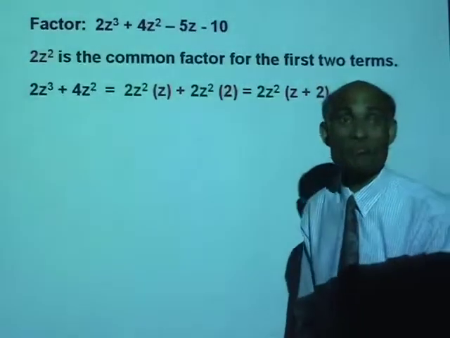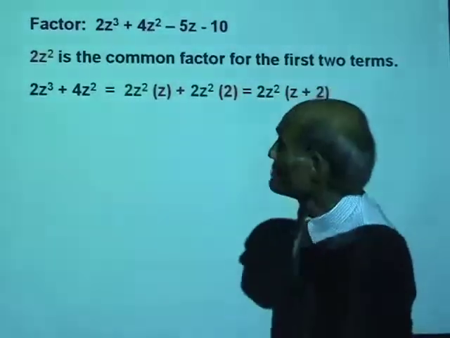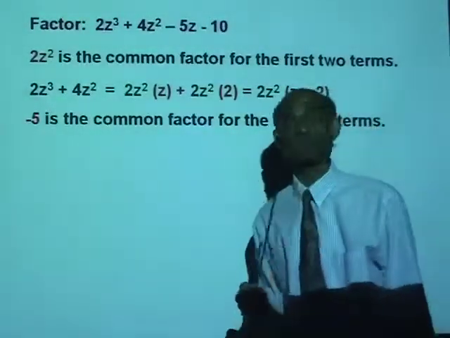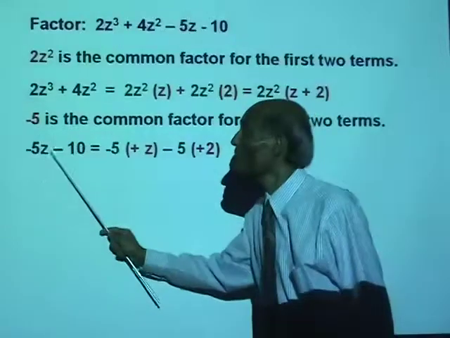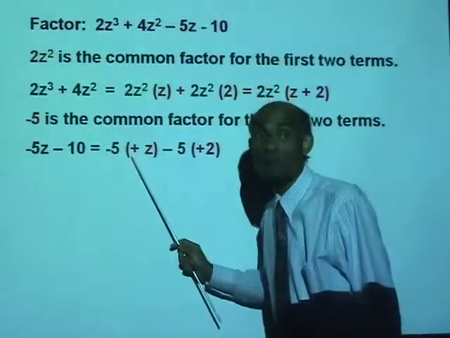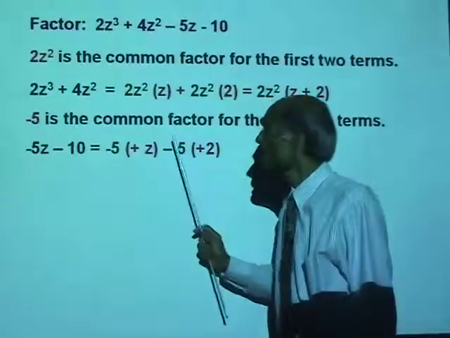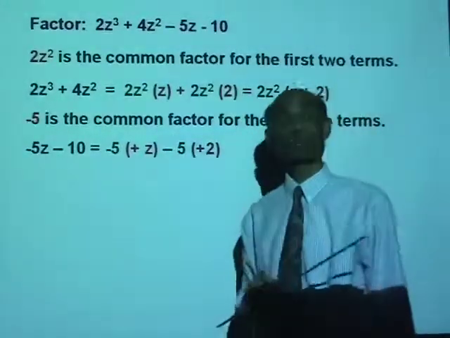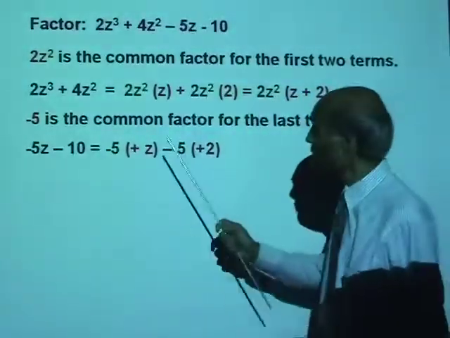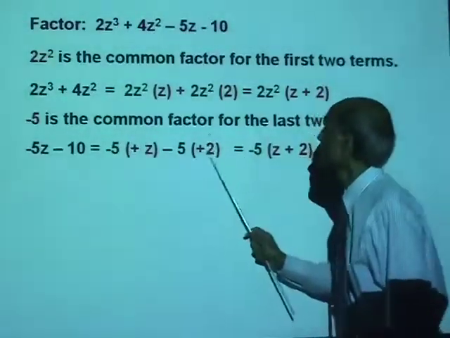Alright, that common factor will be negative 5. Negative 5. That's right. So negative 5 is the common factor for the last two terms. And I can write minus 5z. The negative 5z can be written as negative 5 times positive z. Okay. And negative 10 can be written as negative 5 times positive 2. We have negative 5 as the common factor. Let's pull that out. That will be negative 5 times z plus 2.